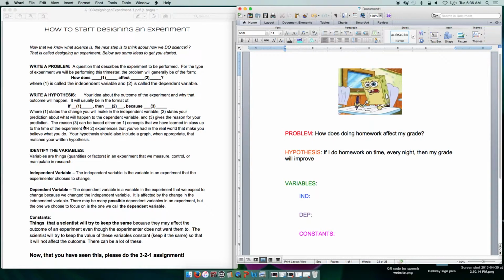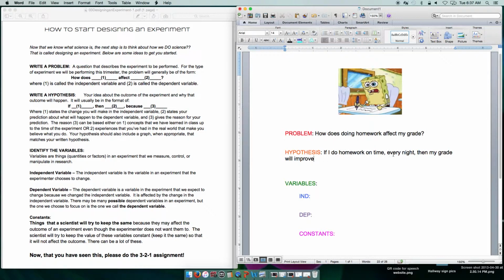And then the last part is the because. The reason can be based on either concepts that we've learned in class up to this time of the experiment, or experiences you've had in the real world that make you believe what it was that you predicted. Your hypothesis could also include graphs or other things that are written about your hypothesis. So let's finish this one.